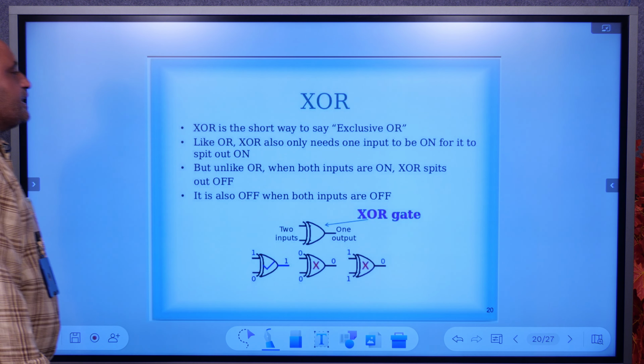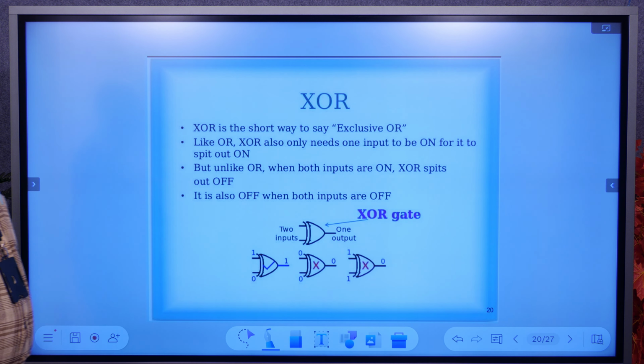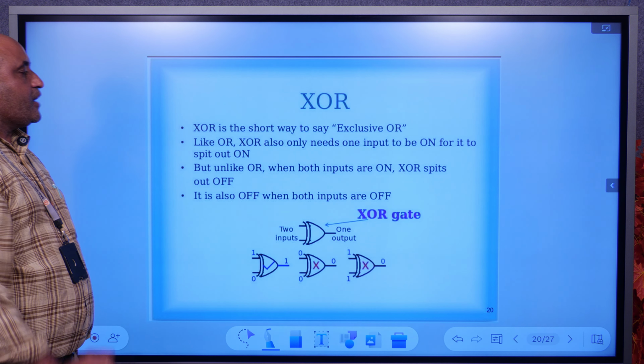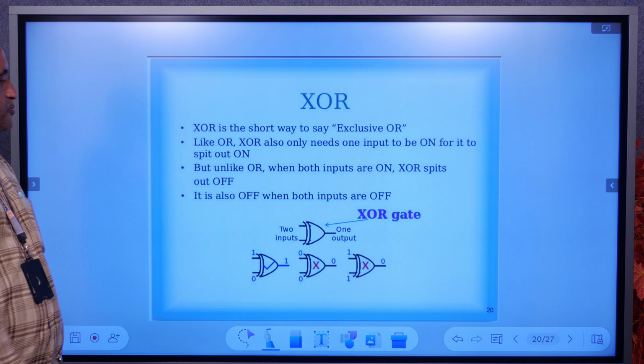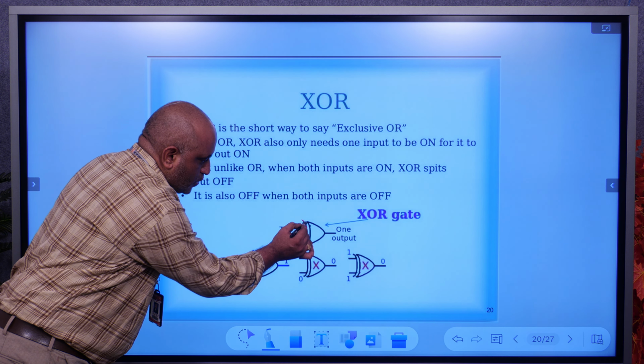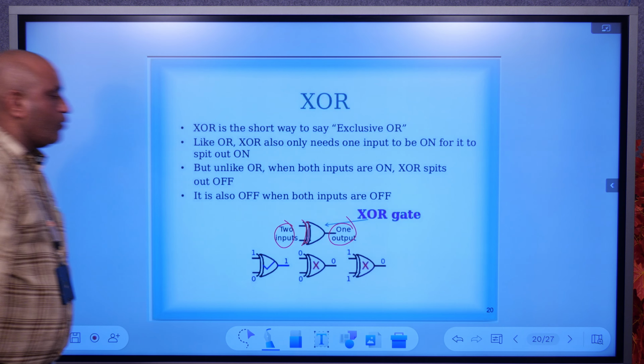XOR gate. XOR is short for exclusive OR. OR and XOR both need inputs, but unlike OR, when both inputs are on, XOR gives off. This is nothing but the exclusive OR symbol. It has two inputs and one output.